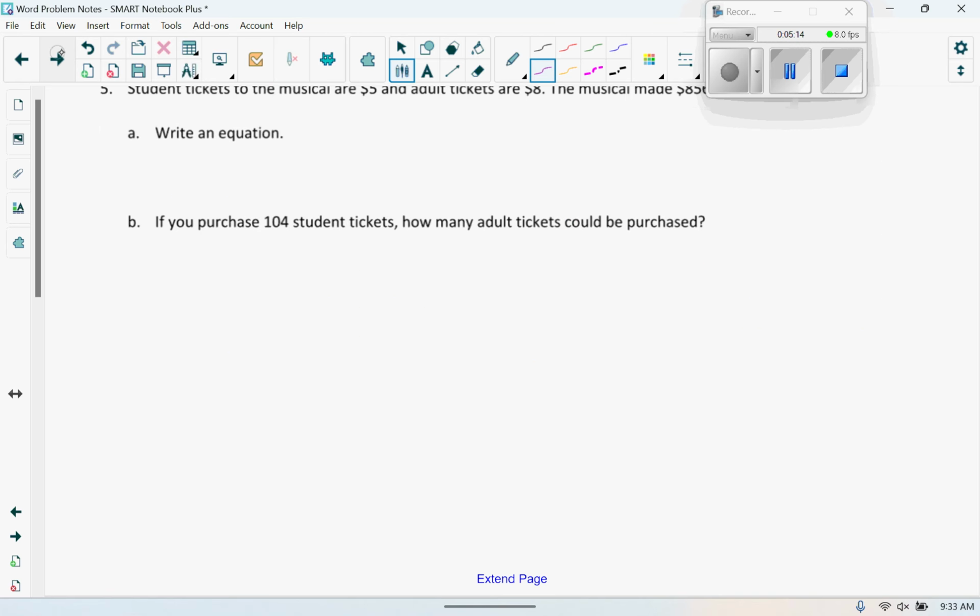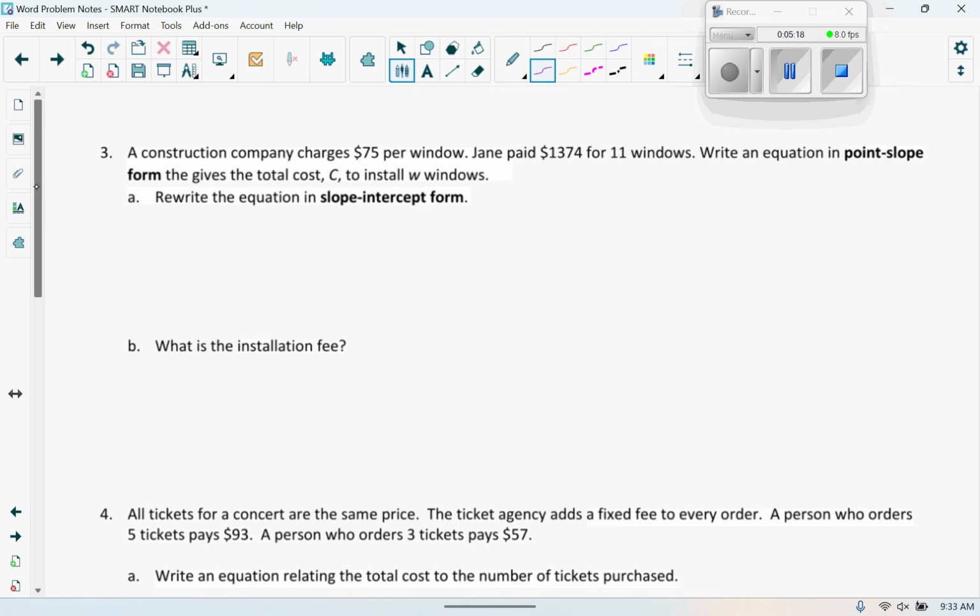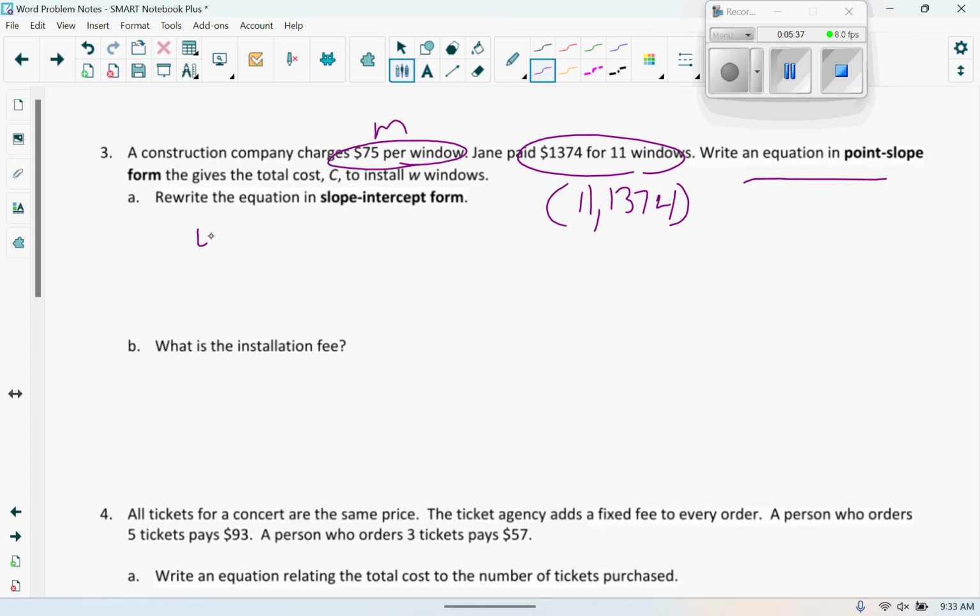Okay, let's go to the next page. Again, we have a per, so this is a slope, and then this is actually a coordinate point. It says write an equation in point-slope form. That's easy. So I'm going to say y minus 1374 is equal to 75 times (x minus 11).